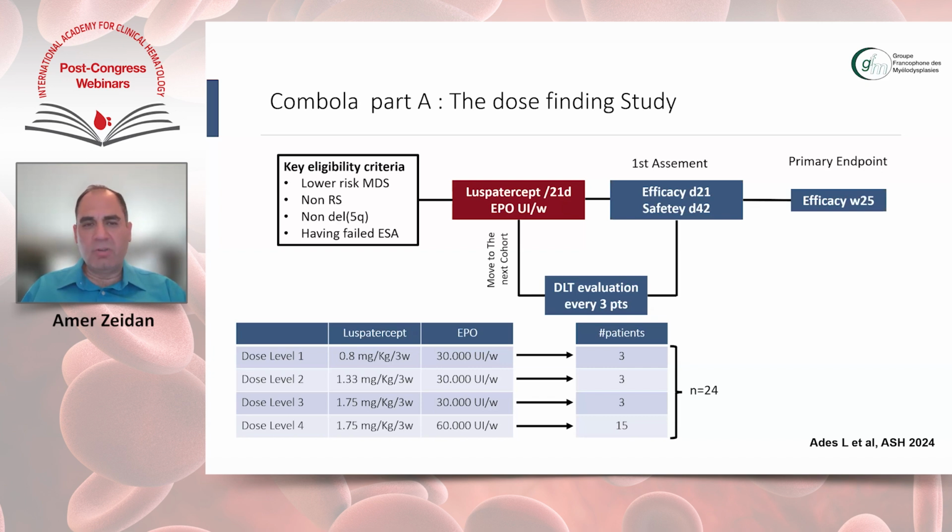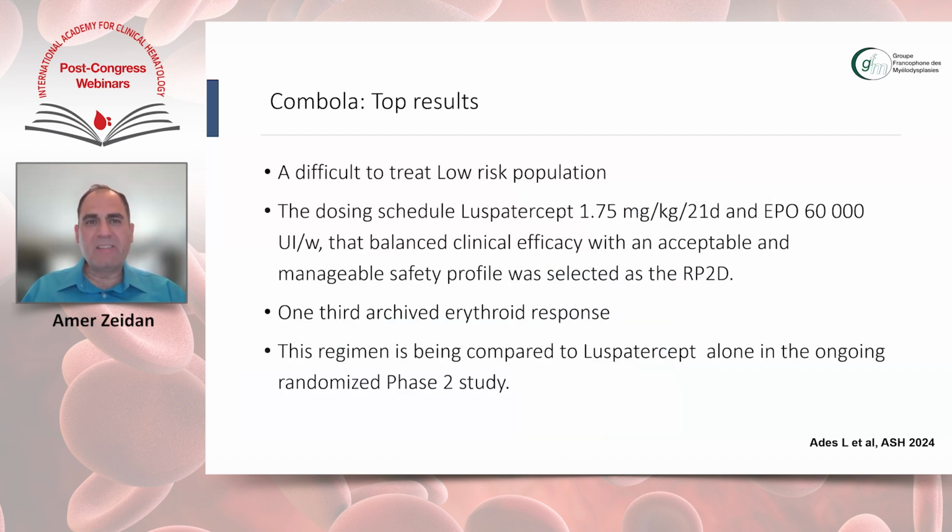And you can see here the dose levels. There was an escalation of both luspatercept and EPO. So those were patients with lower risk MDS who did not have deletion 5q, and importantly, they did not have ring sideroblast. Those were ring sideroblast negative patients after ESA failure. And the luspatercept was given with the EPO, luspatercept every 21 days, and the EPO alpha was given every week.